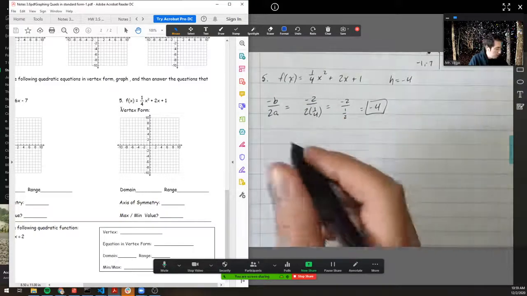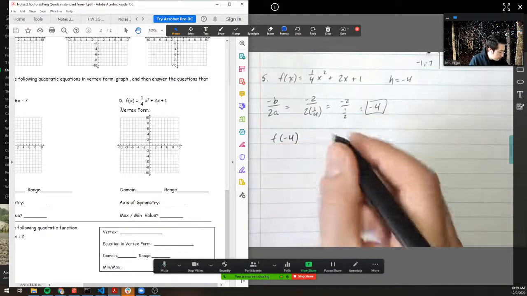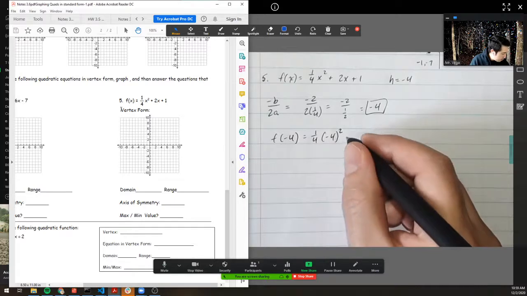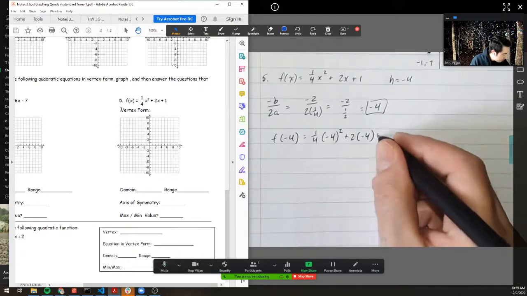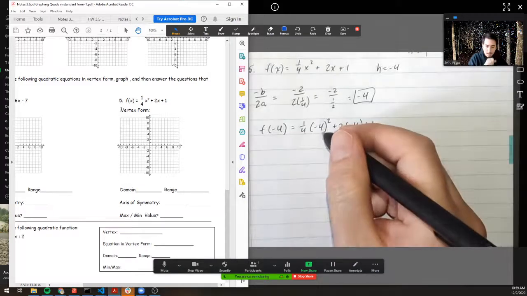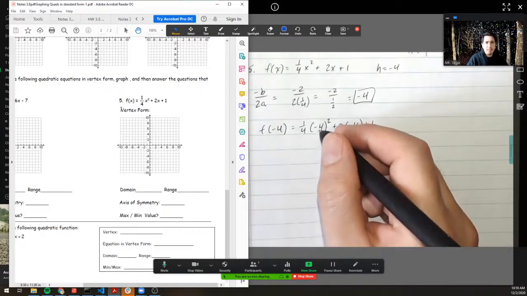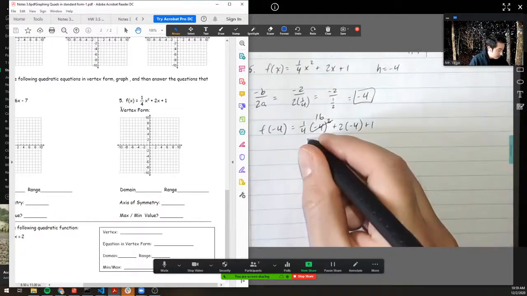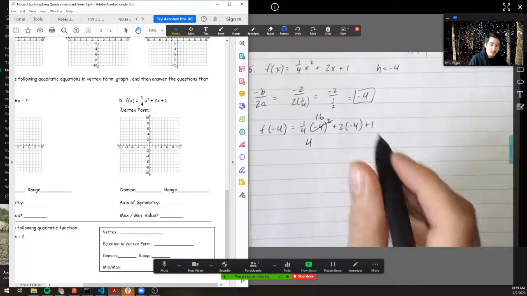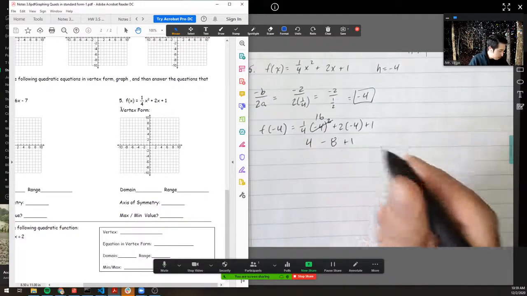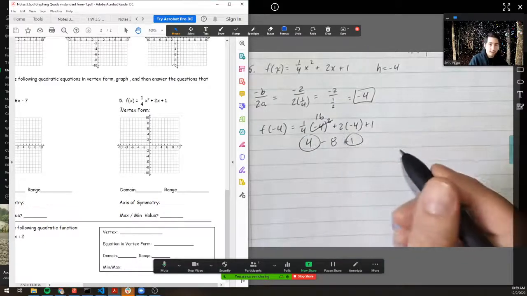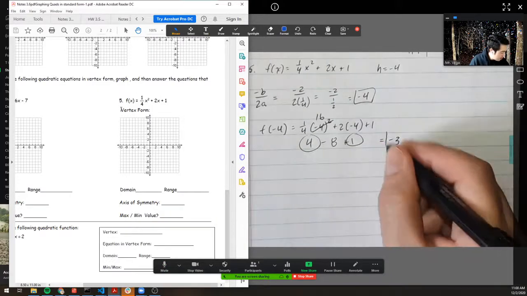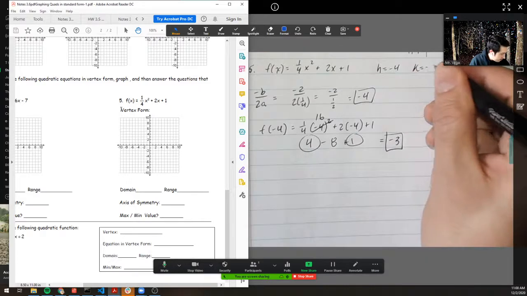Plug this into your equation. So f of -4 equals 1/4 of -4 squared plus 2 times -4 plus 1. -4 squared, -4 times -4 is positive 16. 1/4 of 16 is 4. 2 times -4 is -8. Plus 1. 4 plus 1 is 5. 5 minus 8 is -3. So the k value here is -3.